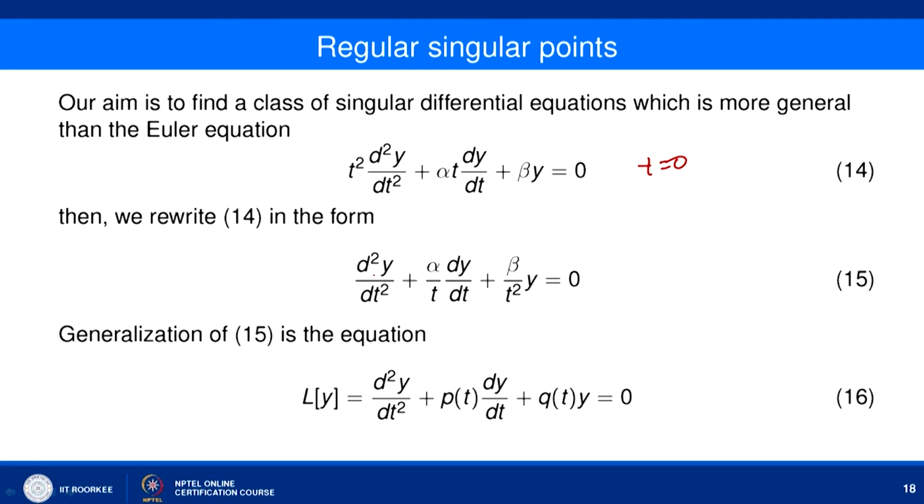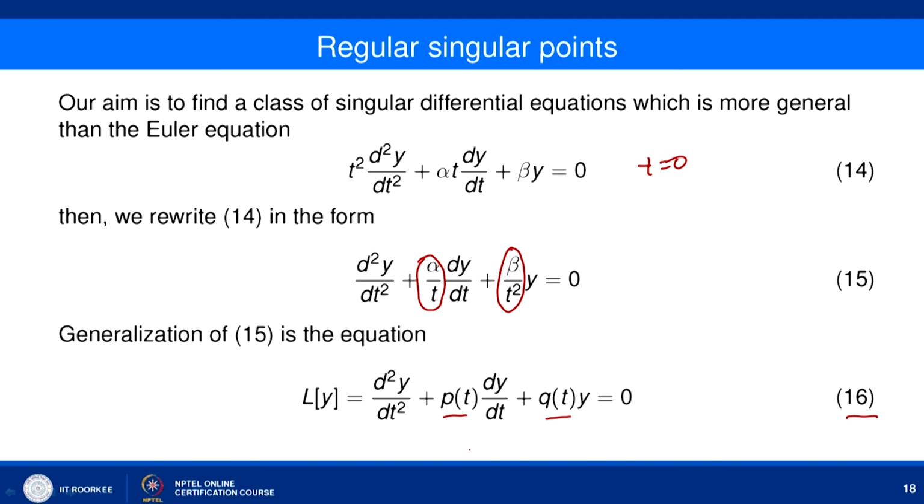This can be written in the form d2y by dt square plus alpha by t dy by dt plus beta by t square y equal to 0. In place of alpha by t and beta by t square, let us replace these by functions of t. I am writing alpha by t as p(t) and beta by t square as q(t). So, we can say that equation 14 is a particular case of 16 provided that p(t) is equal to alpha by t and q(t) is beta by t square.